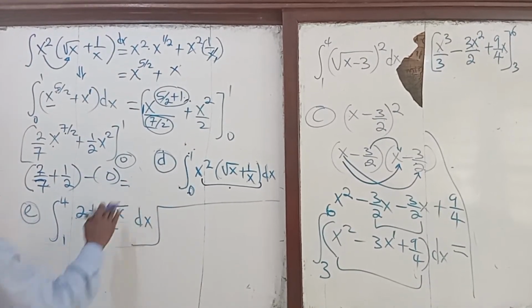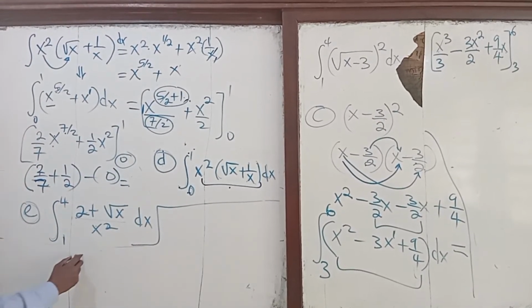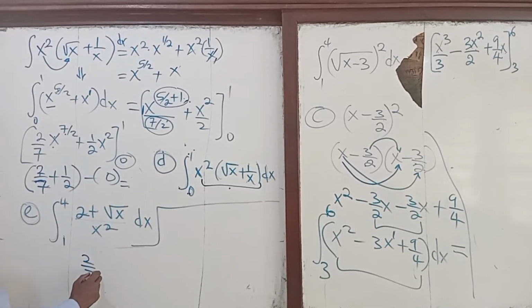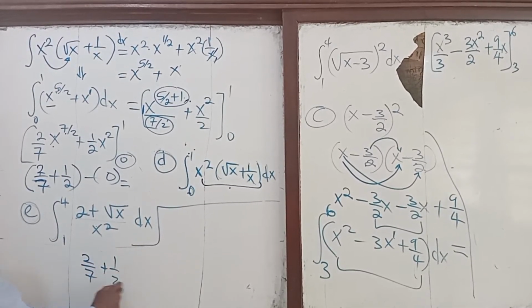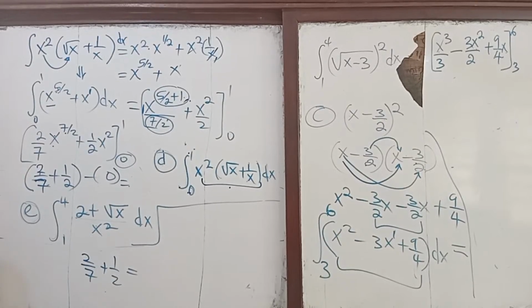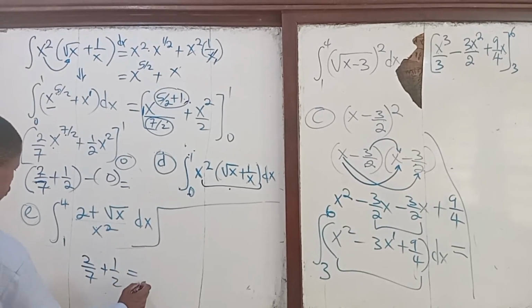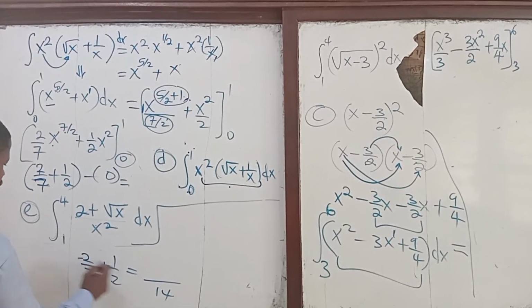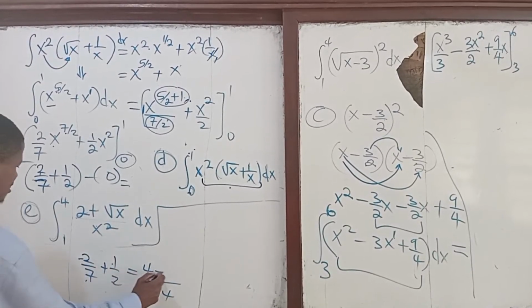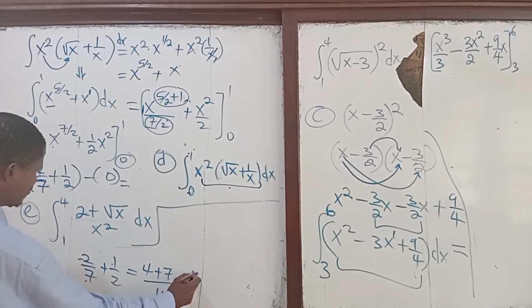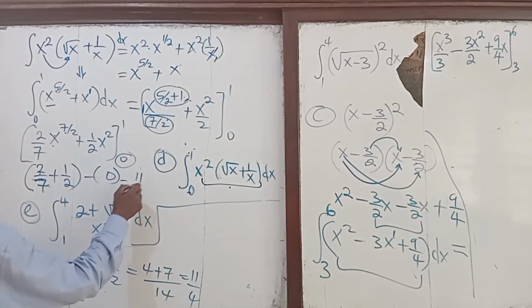So you can punch your calculator and get the answer. 2 over 7 plus 1 over 2. That will be equal to 2 times 2, that's 4, plus 7 times 1, that's 7, over 14. That's 11 over 14.